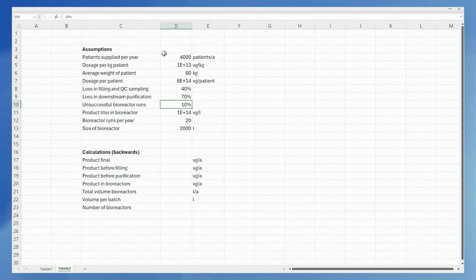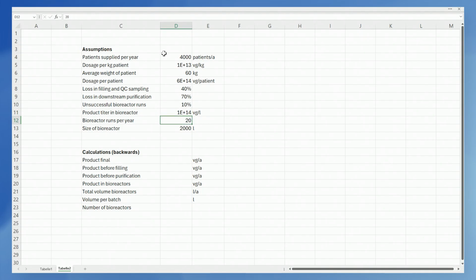Bioreactor runs aren't always successful, and there can be technical issues, or there could be, in the worst case, a contamination to your bioreactor, in which case you will have to throw away all the contents of the bioreactor. So assuming a 90% success rate or 10% unsuccessful runs is actually quite a good performance in a facility. The titer in the bioreactor for the most common serotypes could be as high as 10 to the power of 14. So if you're producing maybe AAV8 or AAV9, that is a reasonable titer with a good production cell line.